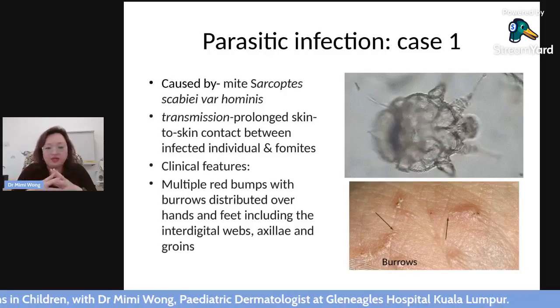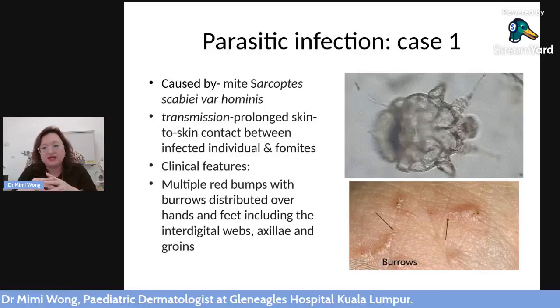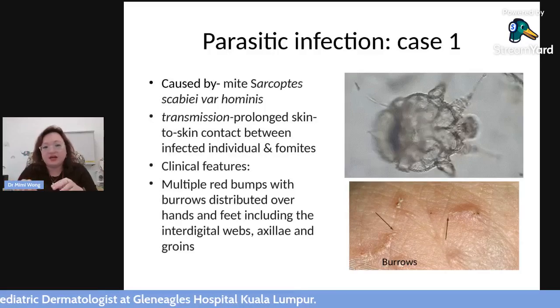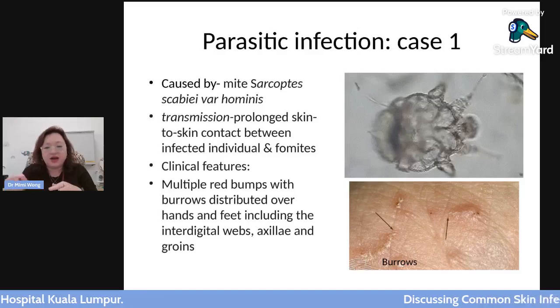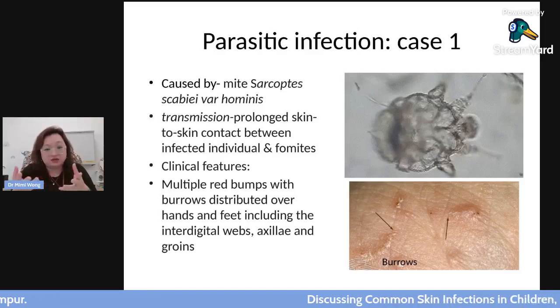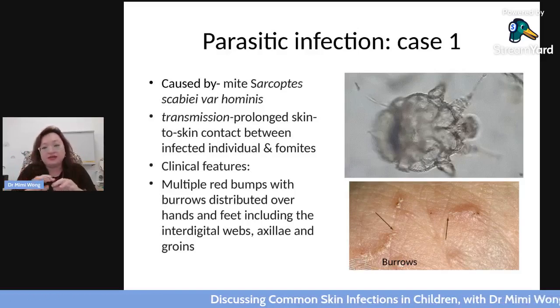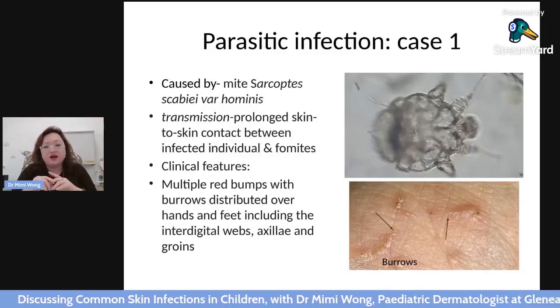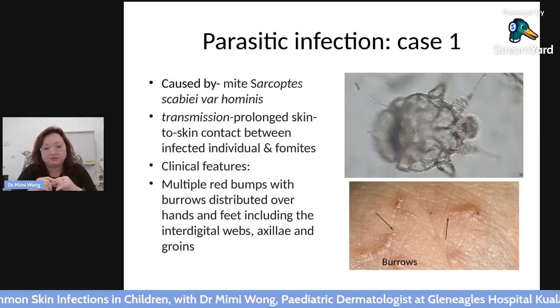So I'm showing you a picture here, the burrows. What is this? It's like these adult mites, they crawl underneath the skin and create all this tunnel, right? So that's why it's a very useful clue when you look at the skin and you find these burrows. This means that you have a scabies infestation.